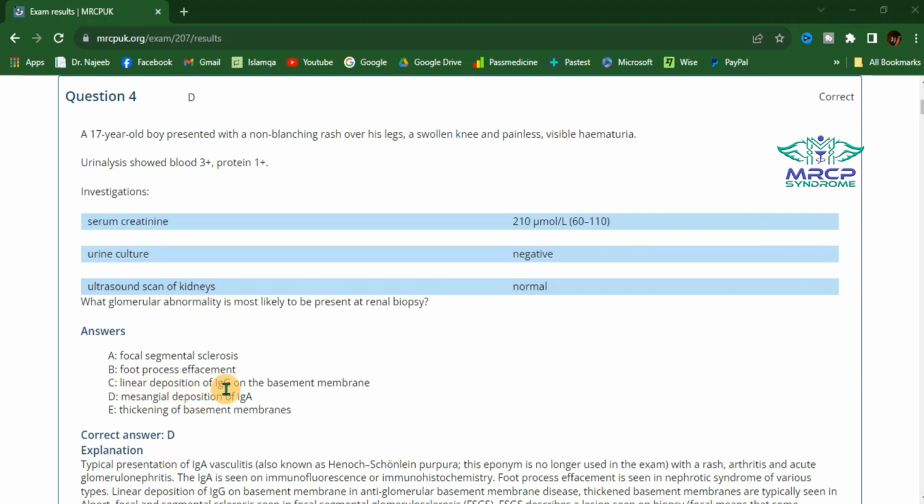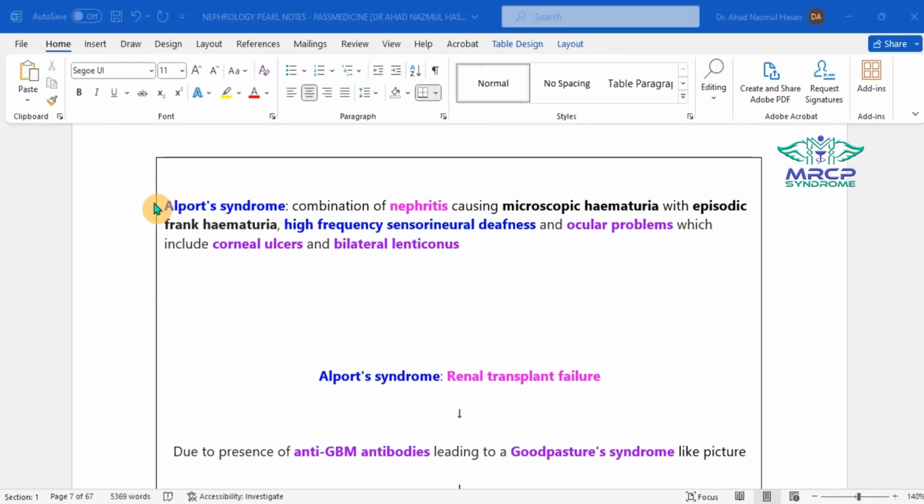So the absence of RPGN or the absence of pulmonary hemorrhage or the absence of crescentic GN is excluding the anti-GBM disease. Patient with Alport syndrome usually presents with the combination of nephritis causing microscopic hematuria with episodic frank hematuria, high frequency sensorineural deafness, and ocular problems which include corneal ulcers and bilateral lenticonus.